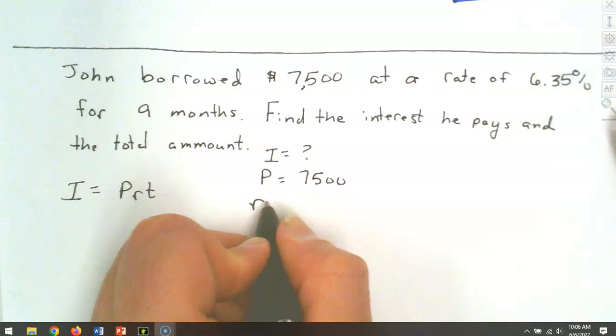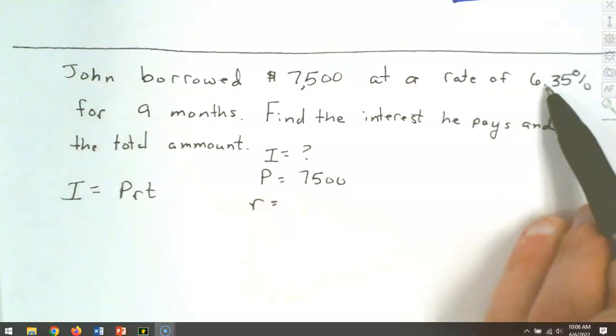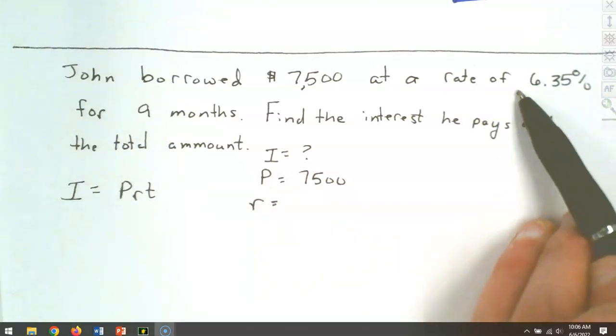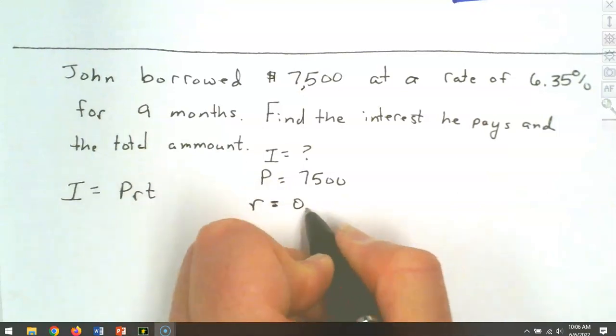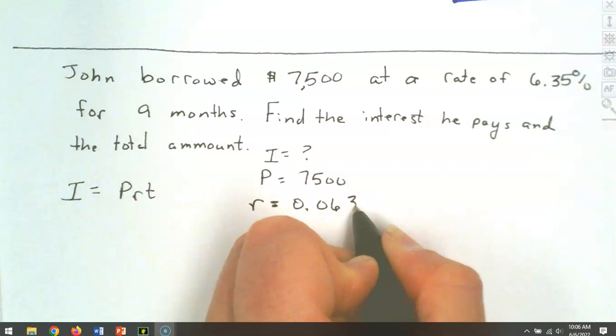Be careful with your rate. As a decimal, we're going to move it 1, 2 places. So my interest rate would be 0.0635.